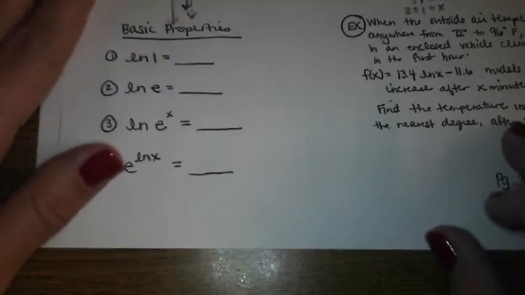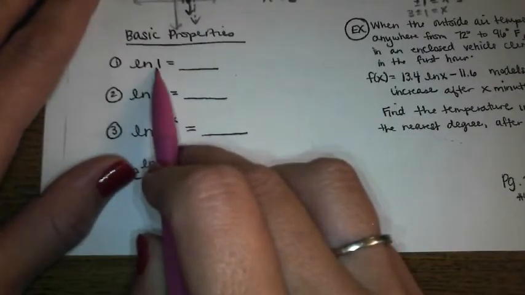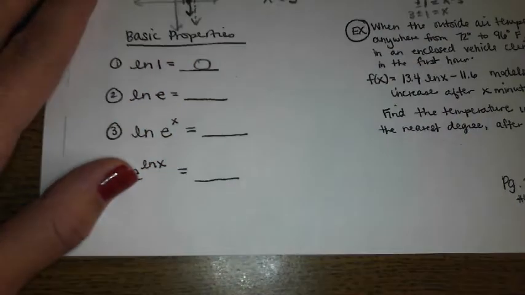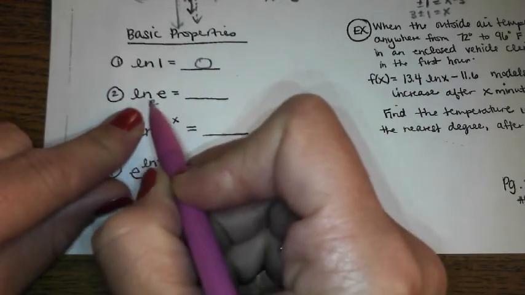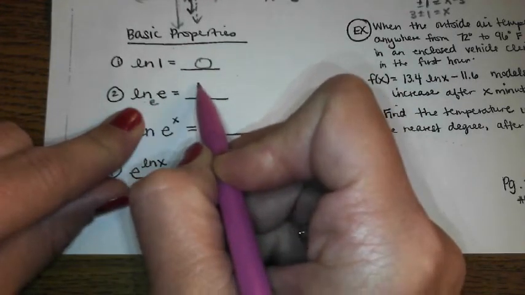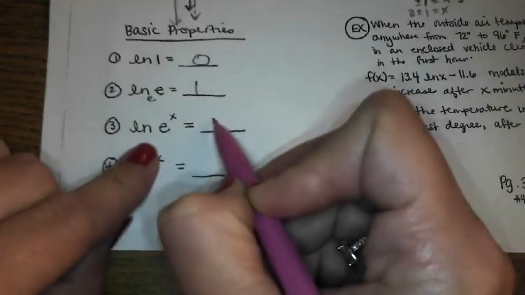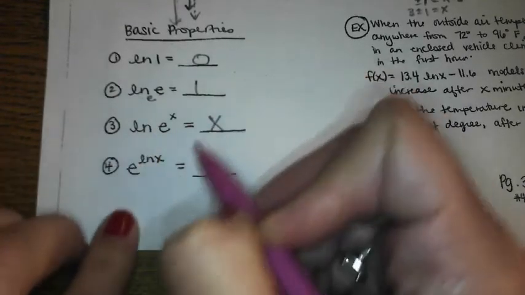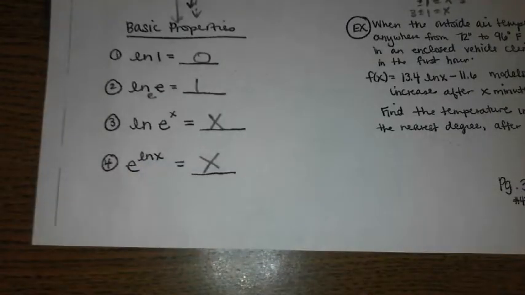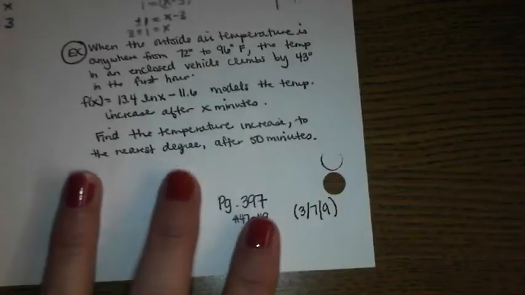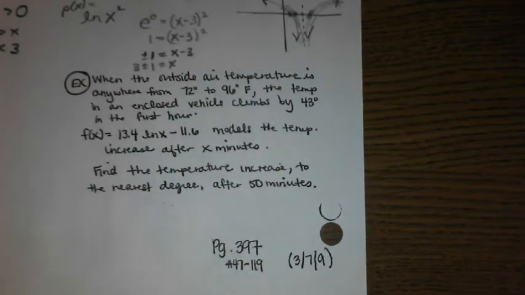Basic properties. We talked about them yesterday. The log of 1 is always 0. Given that the natural log has a base of e, the log with a base of e is 1. The natural log of e to the x is x, and e to the natural log of x is x. So we remember those kinds of shortcuts to help us save time. And the last one. Oh, this is a 2-second problem. The reading is going to take longer than the problem. Do it on your own. Ready, set, go.